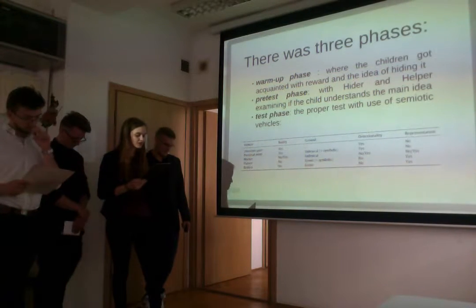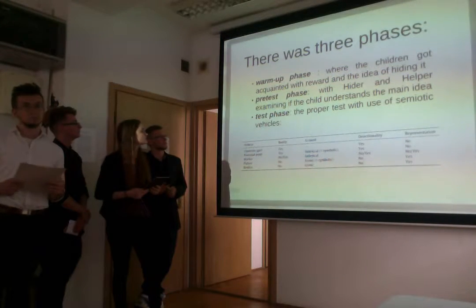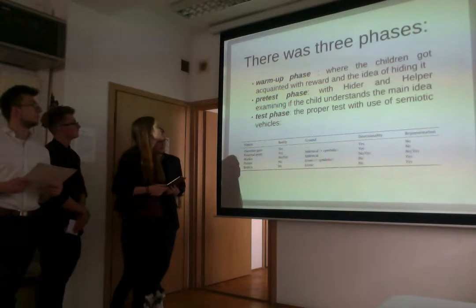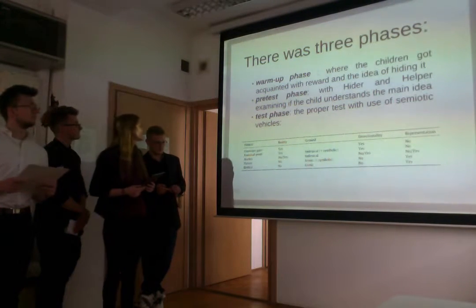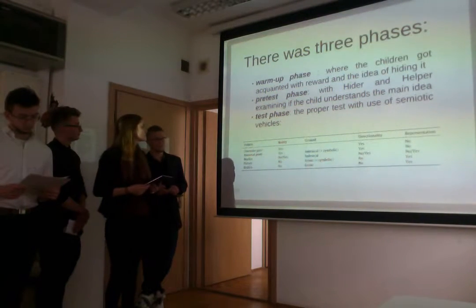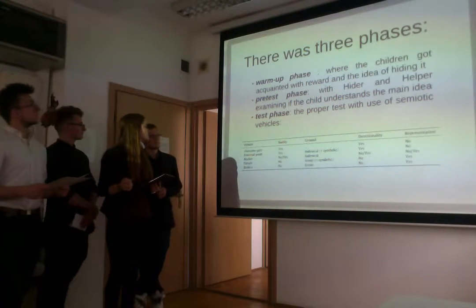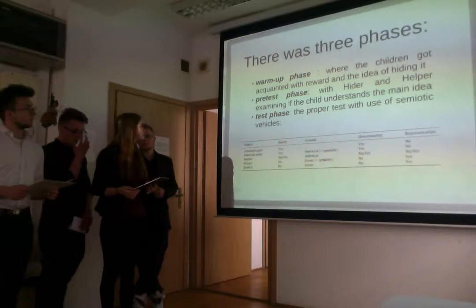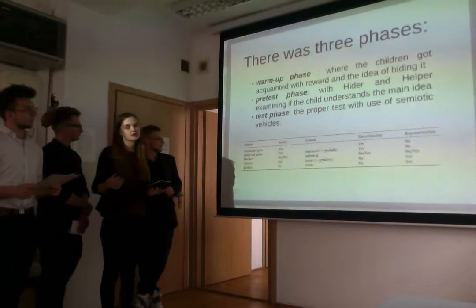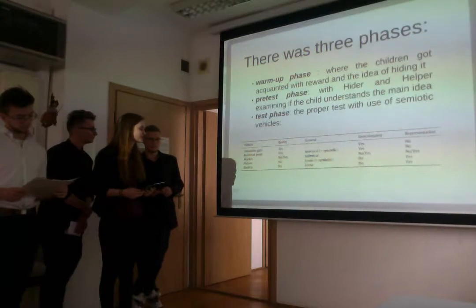Next phase is the test phase, the proper one, and here the helper uses the semiotic variables, which are the flexible point, which is pointing, a marker, which was the post-it note on one of the boxes, then the picture, which was a picture of the red dots, and a replica of the box.